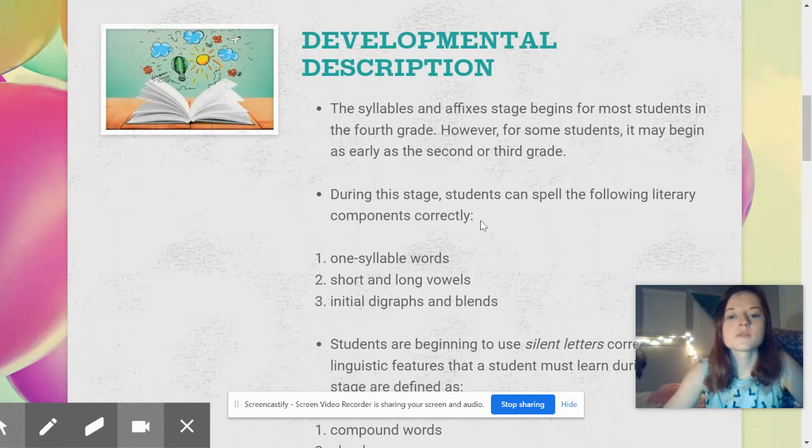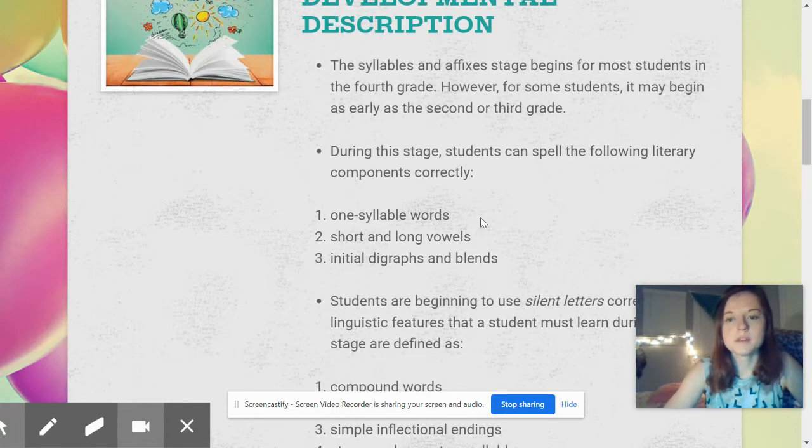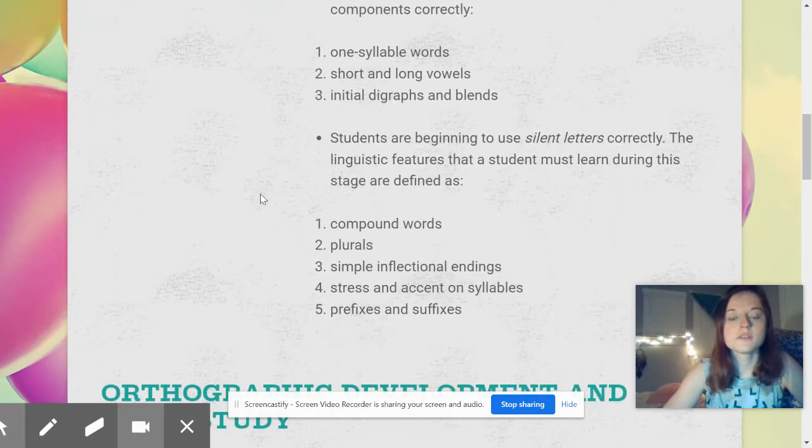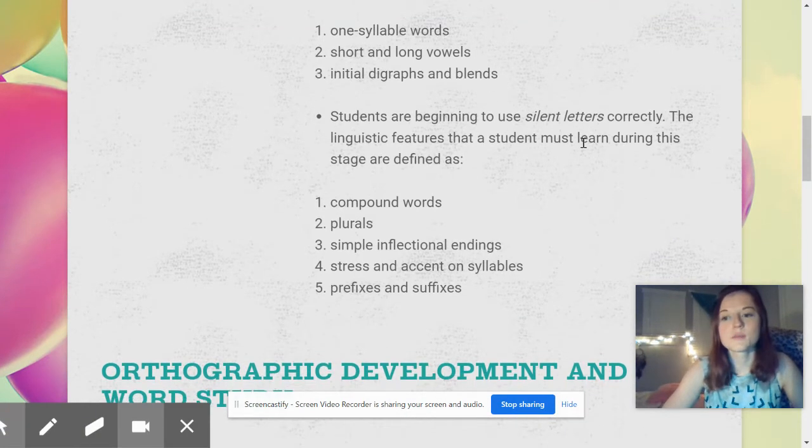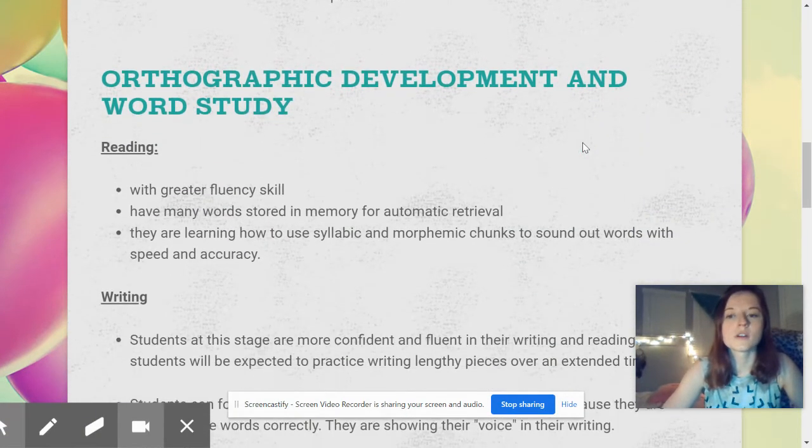A developmental description of this stage would be that students are starting to learn how to spell compound words, plurals, simple inflectional endings, stress and accent on syllables, and finally prefixes and suffixes. But the students should already know the basic components of one-syllable words, short and long vowels, and initial digraphs and blends. So basically they're building off of their beginner knowledge.